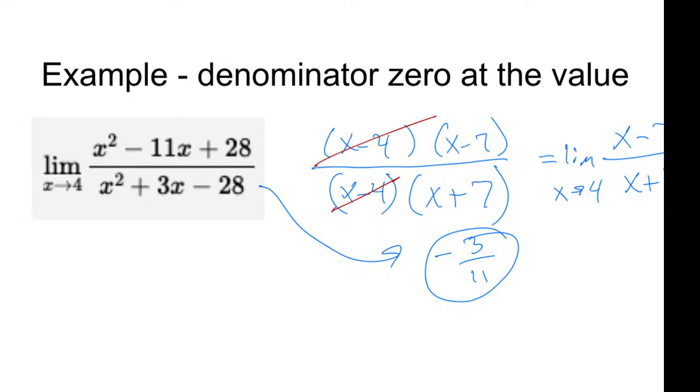Now, if we graph it, we'll see that the function we started with actually has a hole at negative 3 over 11, right? It does. The other function, this one over here, will be identical to it right on top, and it doesn't have a hole at 4. Wait. The hole would occur at x equals 4, y equals negative 3/11. Yes.